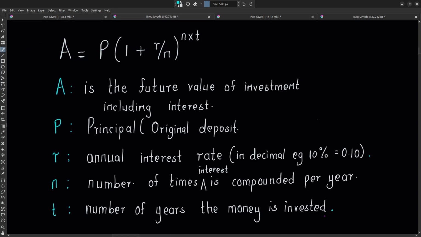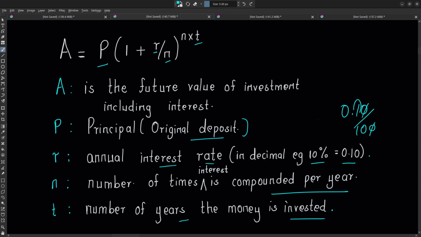So let us look at the formula for calculating the accumulated future value of an investment, which usually includes the interest. We have the principal, which is basically that original deposit. Then we have R, which is the annual interest rate. For example, if it is 10%, that is 0.1, because 10 out of 100 is 0.1. Then N is the number of times this interest is compounded per year, and T is the number of years the money is invested.